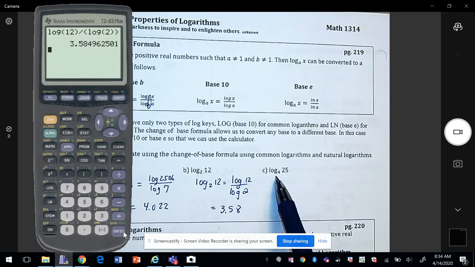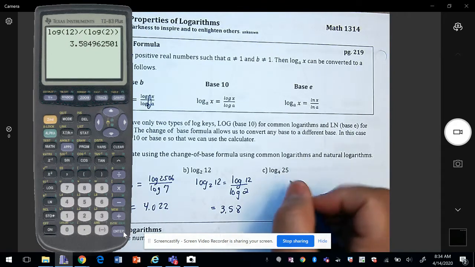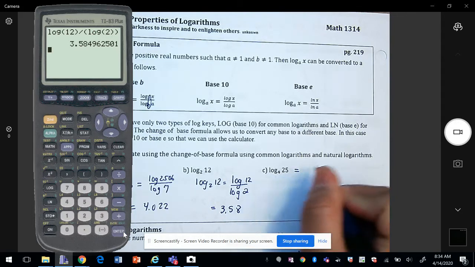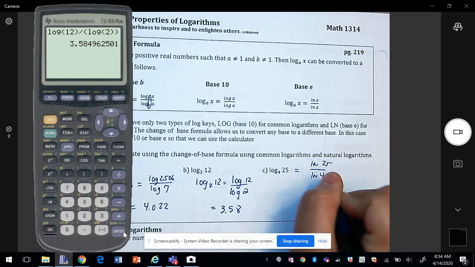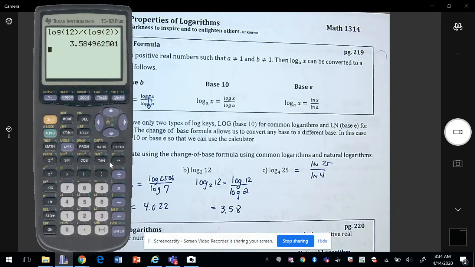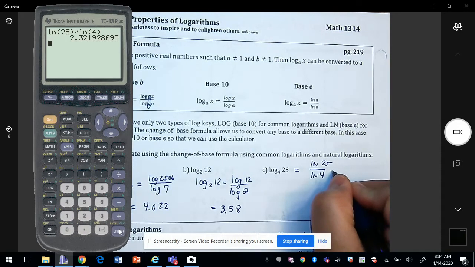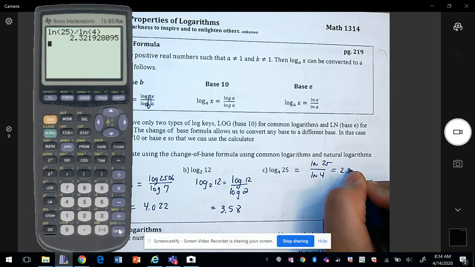We can also use natural log instead of log. So I'm going to go ahead and use natural log for log base 4 of 25. So we can rewrite this as natural log 25 divided by natural log of 4. So in the calculator, we would have natural log of 25 divided by natural log of 4. And so that comes to approximately 2.32.